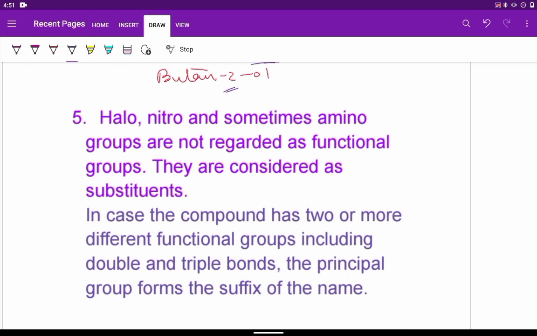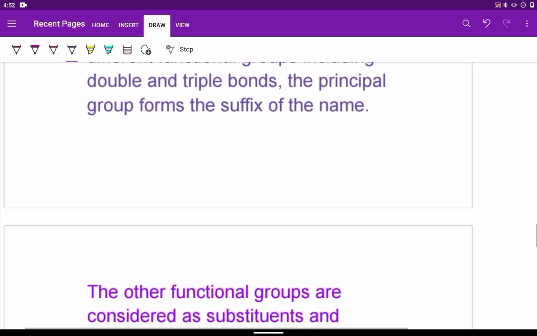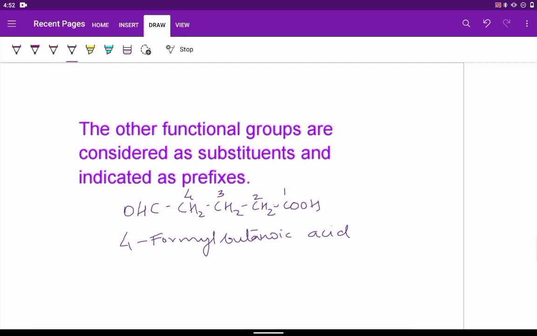In case the compound has 2 or more different functional groups, including double and triple bonds, the principal group forms the suffix. How can we decide the principal group? In the seniority table for principal groups, the group which comes above, on the top, gets more priority and becomes the principal group in case there is more than one functional group in a particular compound. The other functional groups will be considered as substituents and will be indicated as prefixes. Now in this compound you see there are two functional groups, CHO as well as COOH.